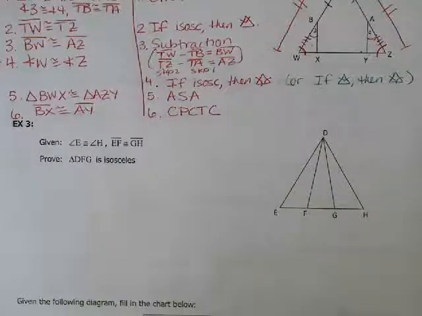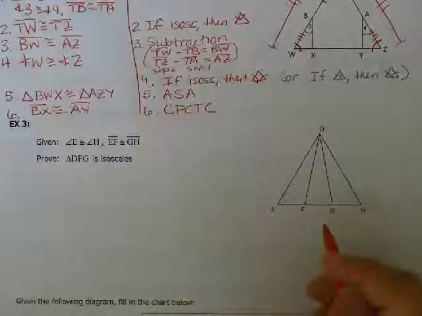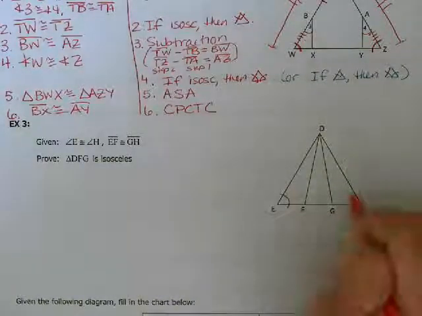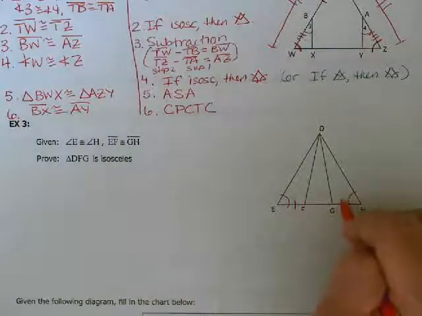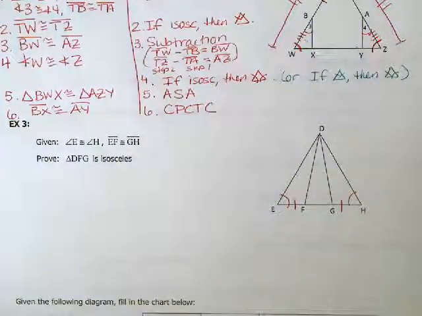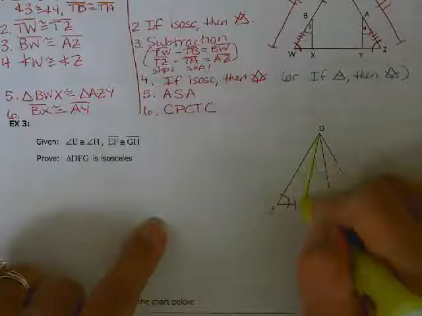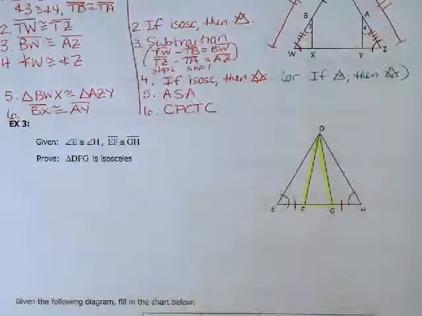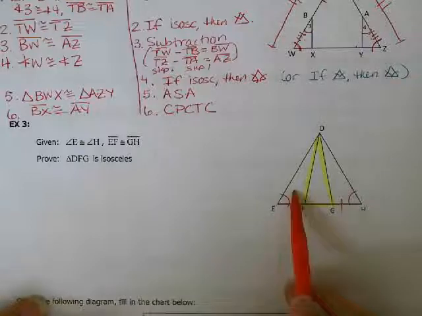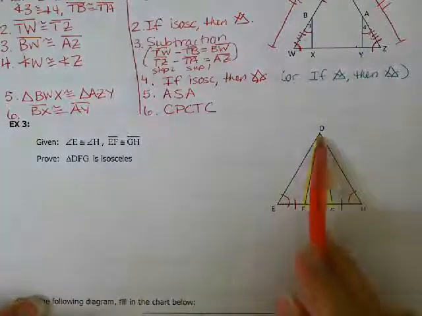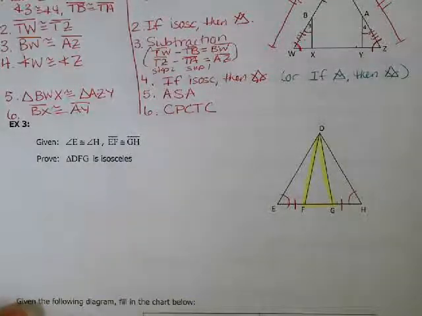Moving on to example 3. We know that angle E is congruent to angle H, and segment EF is congruent to segment GH. Now we're trying to prove that triangle DFG is isosceles. So if I could get these two triangles on the sides congruent, then by CPCTC, I can get DF and DG congruent, which will make an isosceles triangle.